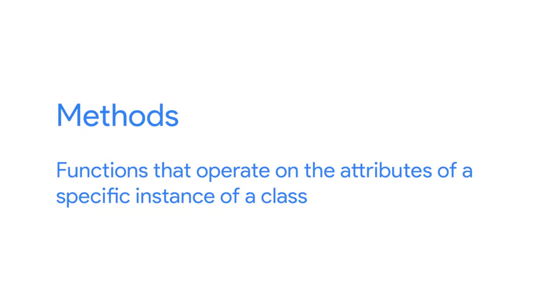We called out earlier that we use methods to get objects to do stuff. We've seen several methods in our examples so far, like lower for strings, append for lists, or values for dictionaries. The key to understanding methods is this. Methods are functions that operate on the attributes of a specific instance of a class.